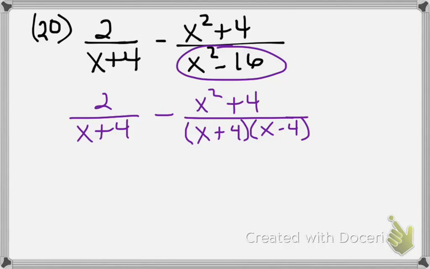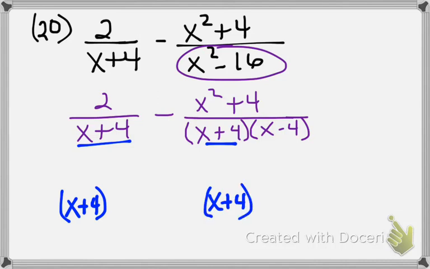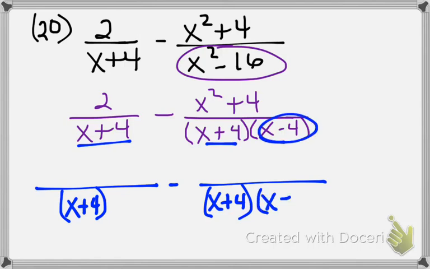So to get a common denominator here, I'm going to look to see what they have in common, and both of these have x plus 4. So I'm going to keep that x plus 4 in both cases, and this is the denominator we're talking about. But then I also need an x minus 4, so I've got to put x minus 4 in both places.